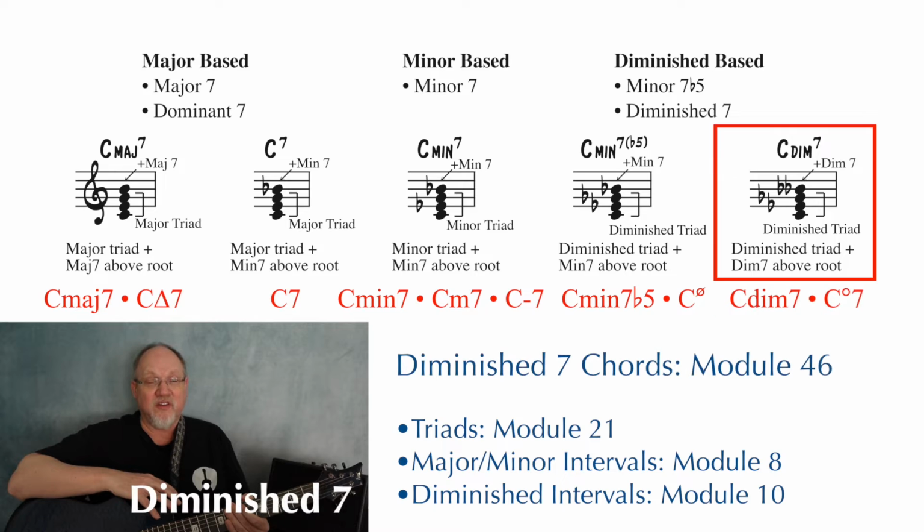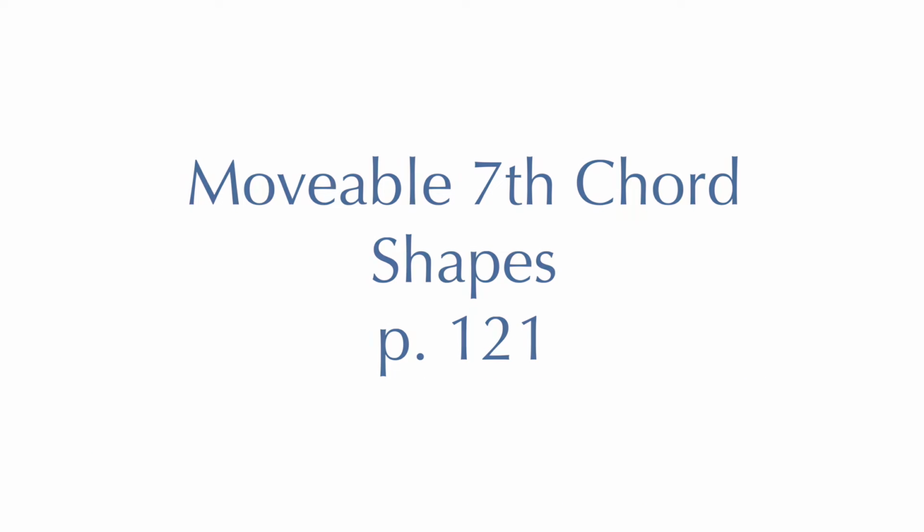Your diminished 7 chord is spelled D-I-M-7, and sometimes it's spelled with just the little diminished circle sign and a 7. In classical music, it's also known as a fully diminished chord. The bottom part of a diminished 7 is a diminished triad, and it has a diminished 7 above the root. And that diminished 7 is simply a minor 7 that has been flatted. So if your minor 7 is originally a sharp note, to change it to diminished 7, you change it to a natural. If it's a natural note, you change it to a flat note. And if it's already a flat note, you change it to a double flat.